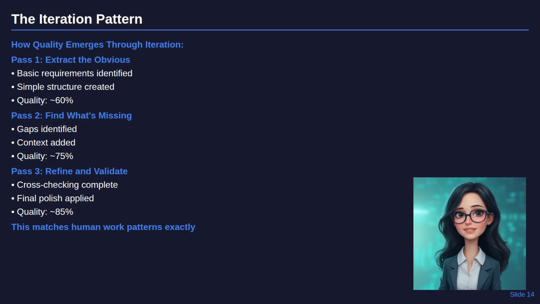This matches human work patterns exactly. No one writes perfect documents in one pass. Quality comes from revision, and revision takes multiple iterations. When we build this into our AI systems, we get human-level quality.